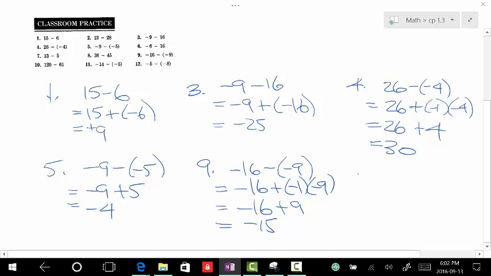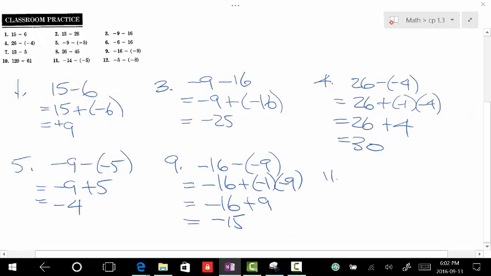My final example is going to be number 11. Number 11 is you've got minus 14 minus 5. Whoa, just a minute here. That's minus 14. Now you got the two negatives. A negative multiplied by a negative is a positive, so that's minus 14 plus 5, which is equal to minus 9.